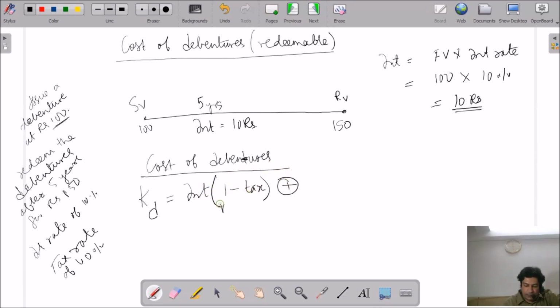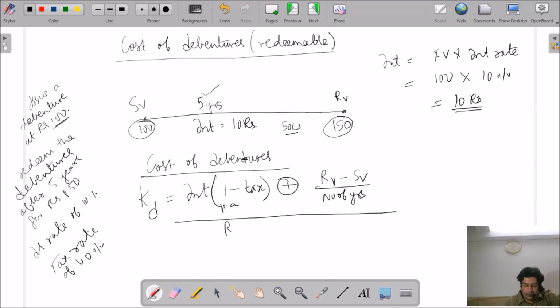plus, this will be per annum, plus the redemption value minus the sale value, because you are selling at 100 and redeeming at 150, so 50 rupees you are paying extra over a period of 5 years. So divide by the number of years, upon the average capital, that is redemption value plus sale value, upon 2, and this whole you have to multiply by 100. So this is the cost of debentures which I have calculated. Now the question arises, why 1 minus tax? So I'll explain.